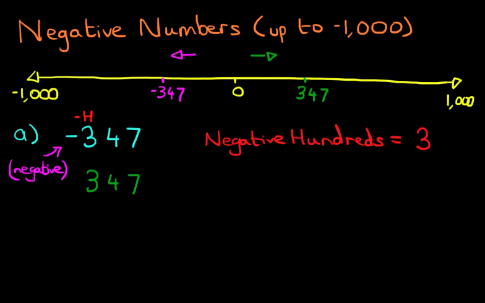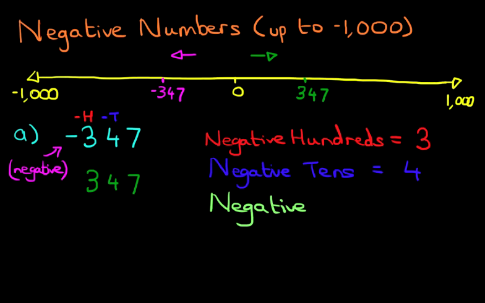Okay, let's have a look at the next one. The next one is how many negative tens are there? Now I'm sure you've already worked it out. Negative tens is over here. The answer is 4. And lastly, we've got the negative units. How many negative units are there? There are 7 negative units.